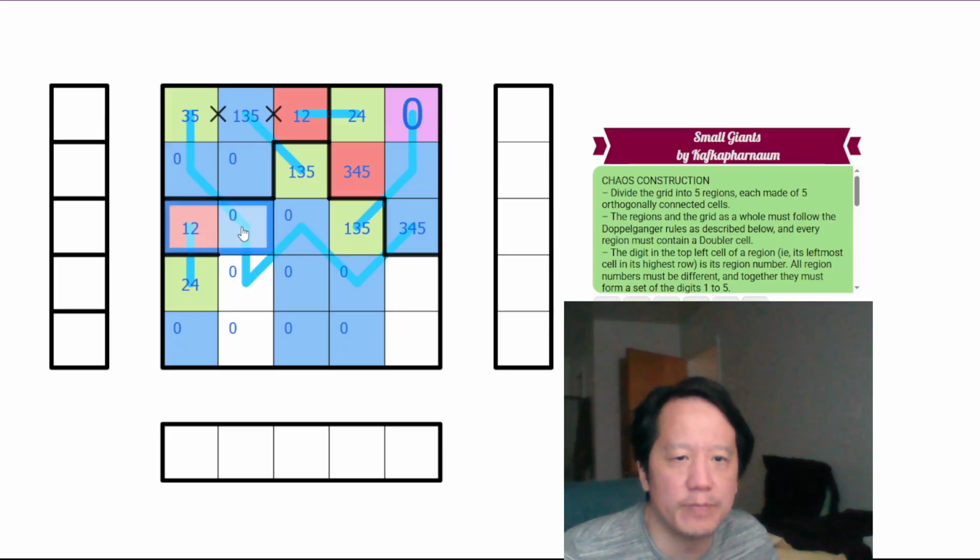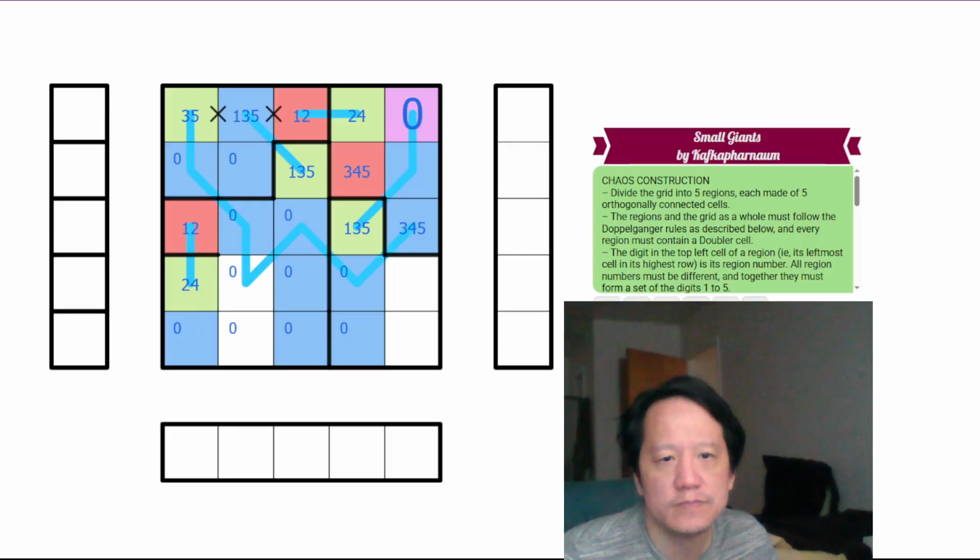This cannot be part of this region or this region because it's the leftmost cell of this row except for that. So this has to be the same region there, which means this is boundary there. This has to go down here. So this must be a full region this way. And this could be 5 going this way or 5 going this way. We're not sure.